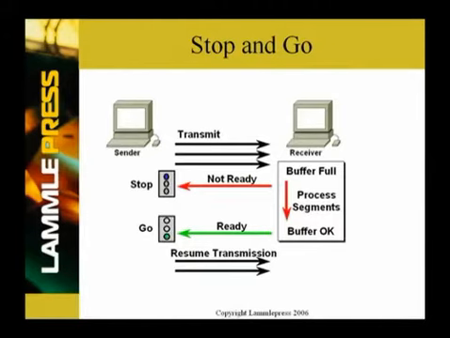Now, stop and go or source quench messaging worked, they're similar to this. They worked a little bit different, but this is close enough. Stop and go basically said that the receiving device, when the buffers were full, would send a stop or source quench message back to the transmitting device, and basically it would stop transmitting. And then what happened is the receiving device would process the packets. Once it was done processing the packets, it would then tell the transmitting device to go, start transmitting again.